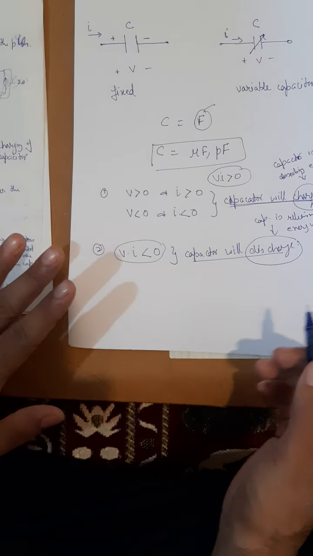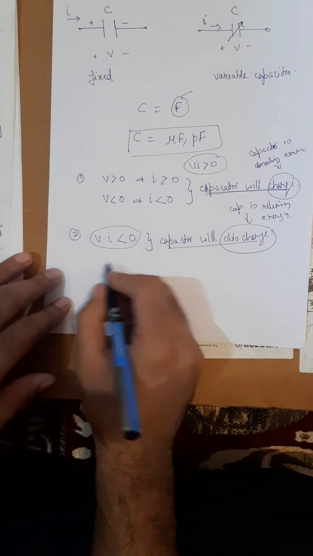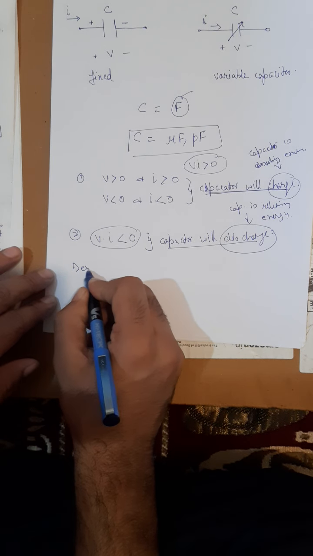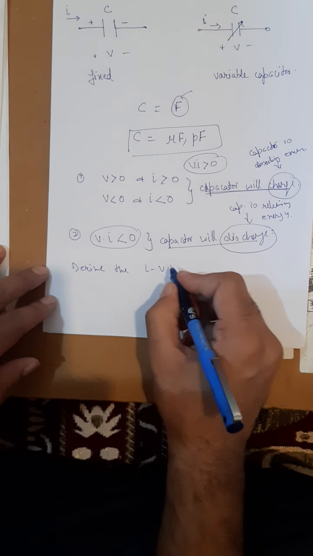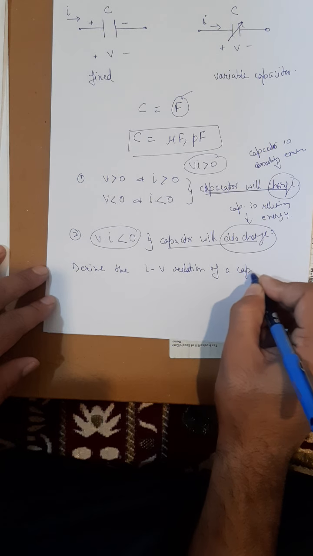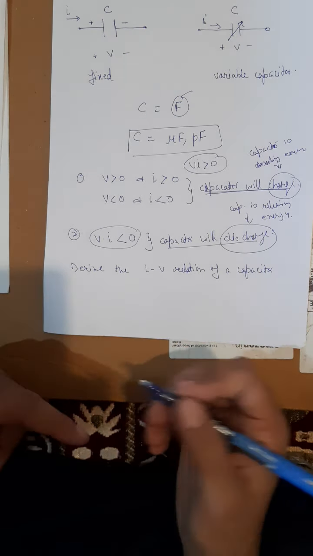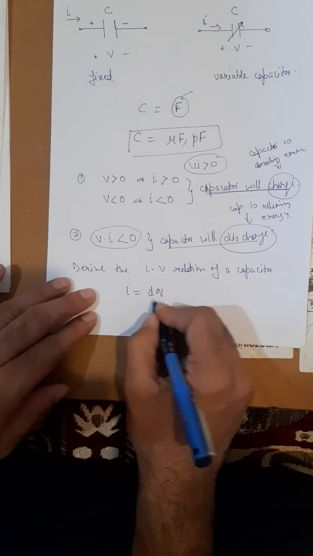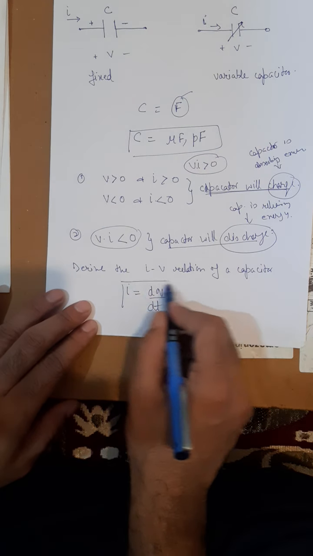Okay, so let us now determine the VI characteristics of a capacitor. Well, what do you mean by VI or IV characteristics? Let us derive the current voltage relation of a capacitor. Okay, so we will use the basic equation. You know that current is nothing but rate of change of charge, dq by dt. You know that I is nothing but dq by dt.